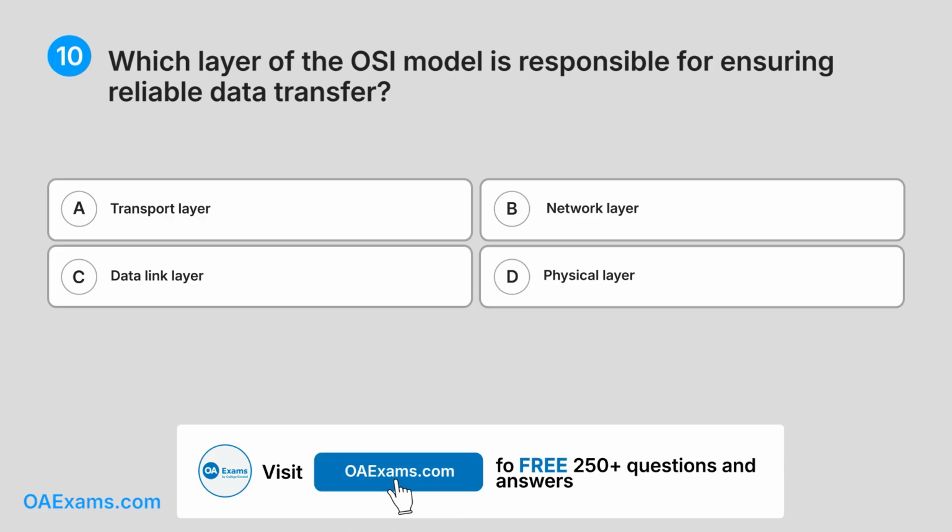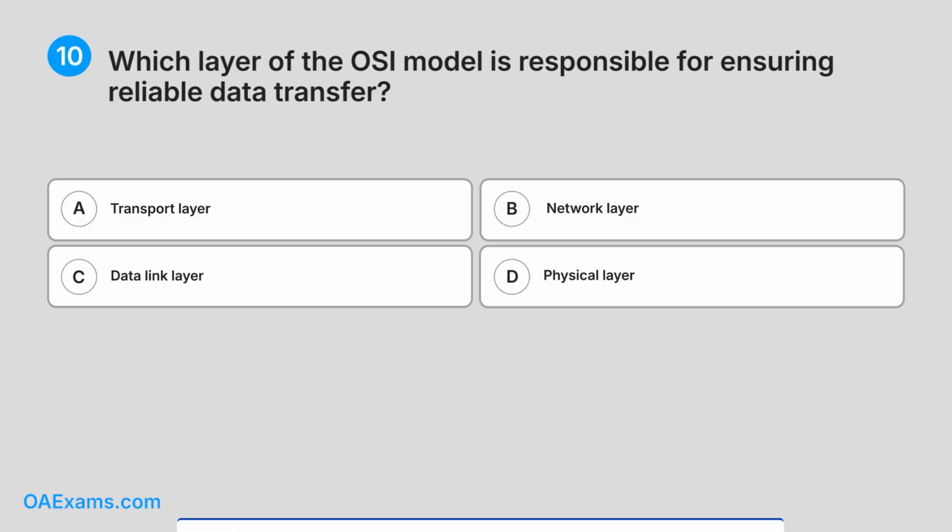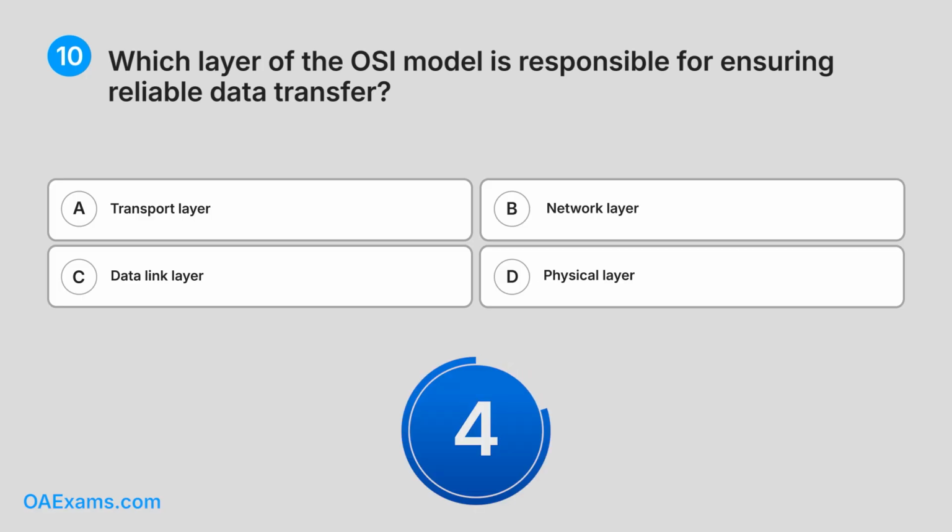A. Transport layer. B. Network layer. C. Data link layer. D. Physical layer. What do you think is the answer?